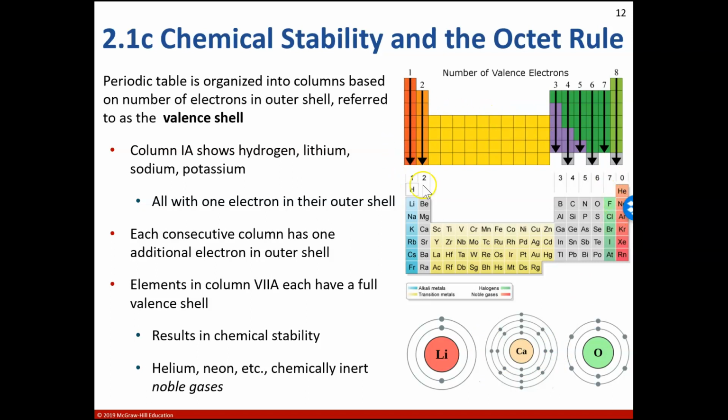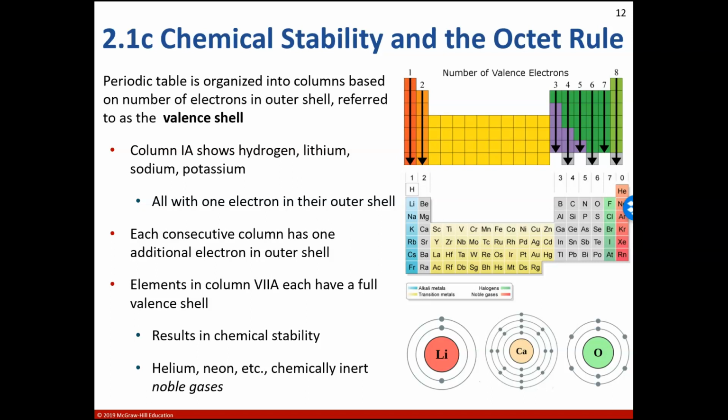And if we look back at our periodic table, we see in column 1A, we are going to see hydrogen and lithium, sodium and potassium, and all of these are going to have just 1 electron in their valence shell. If we looked at the next column, these other elements would have 2 electrons in their valence shell. And then if we go across here, you would see this has 3 in its valence shell, 4, 5, and so forth. So each of these consecutive columns has 1 additional electron in their outer shell.